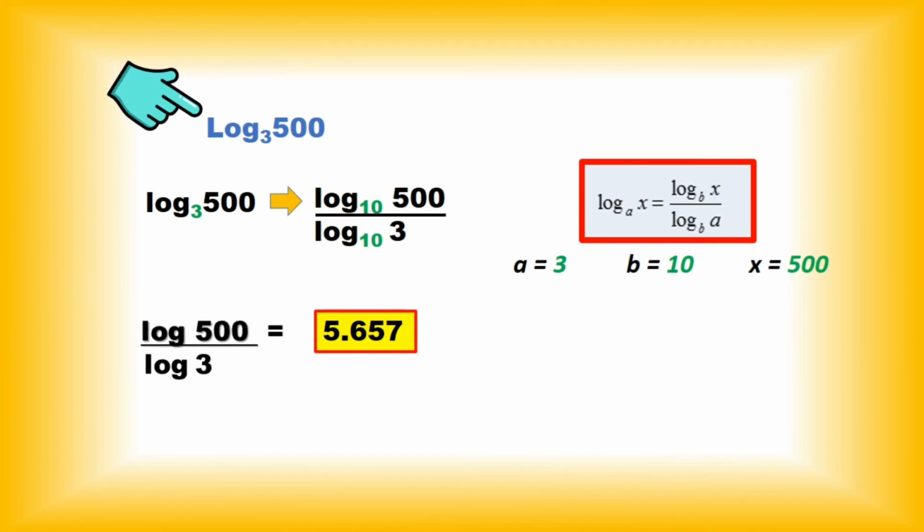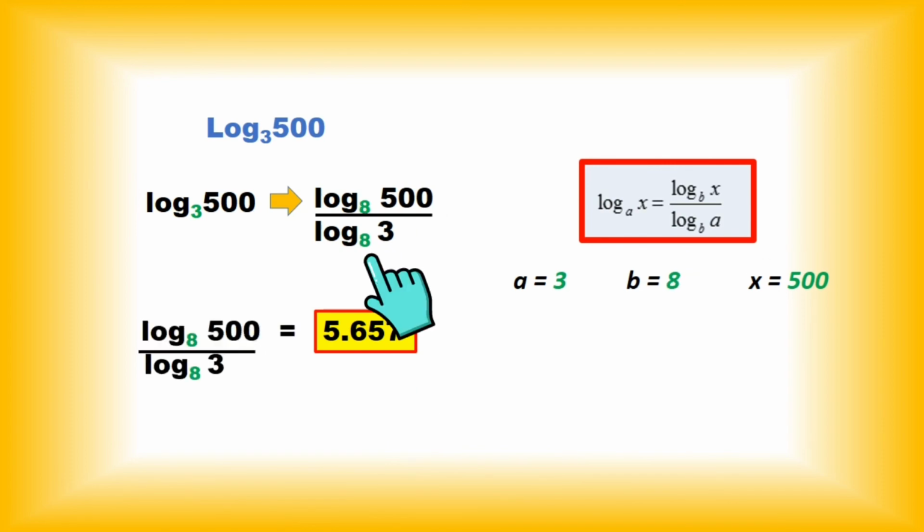Convert log base 3 of 500. From base 3, naging base 10 siya dito. No base means base 10. Log 500 over log 3 is equal to 5.657. Dito, base a ang ginamit natin. Log base a of 500 over log base a of 3 is equal to 5.657. Same pa rin ang answer.